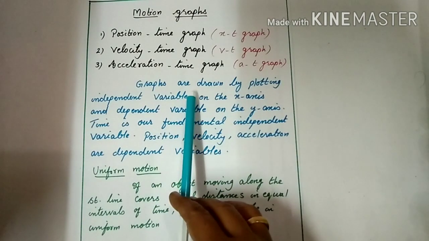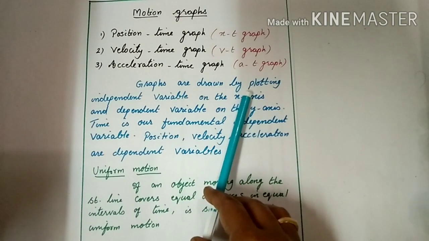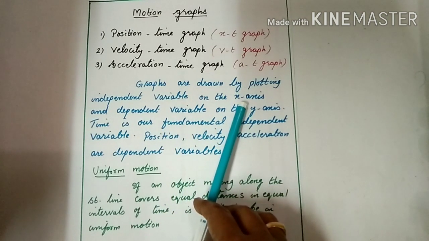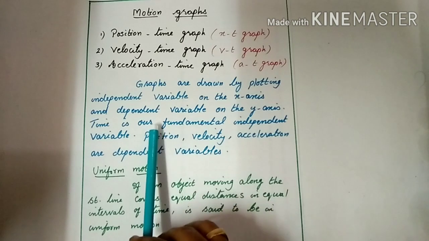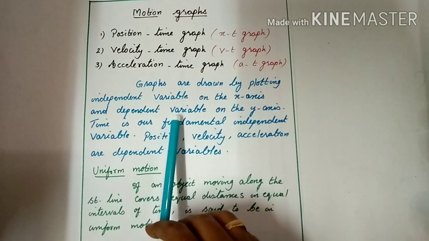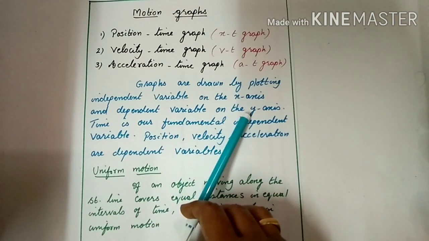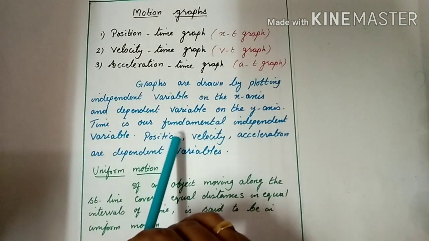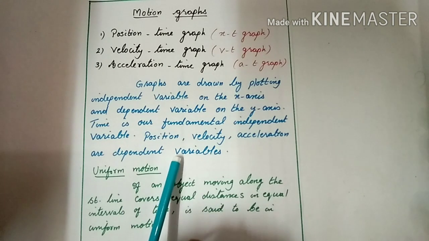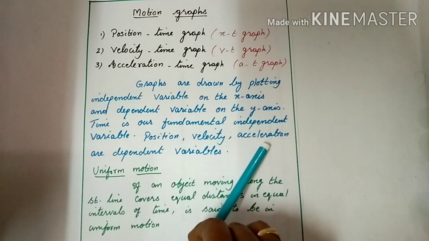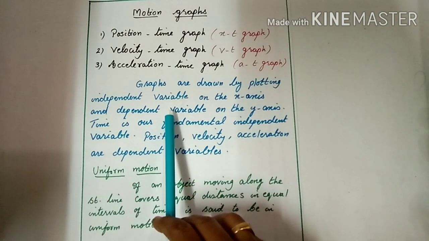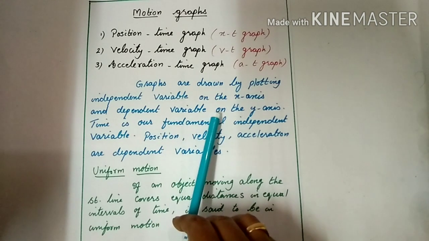When we draw the graph, we always plot the independent variable on the x-axis. Time is our fundamental independent variable, and the dependent variable goes on the y-axis. Position, velocity, acceleration are the dependent variables. That is, these dependent variables change with respect to the independent variable time.